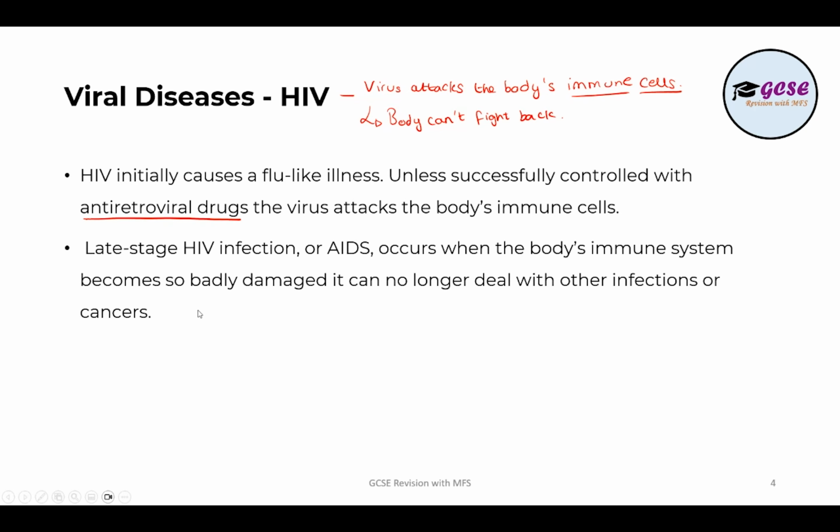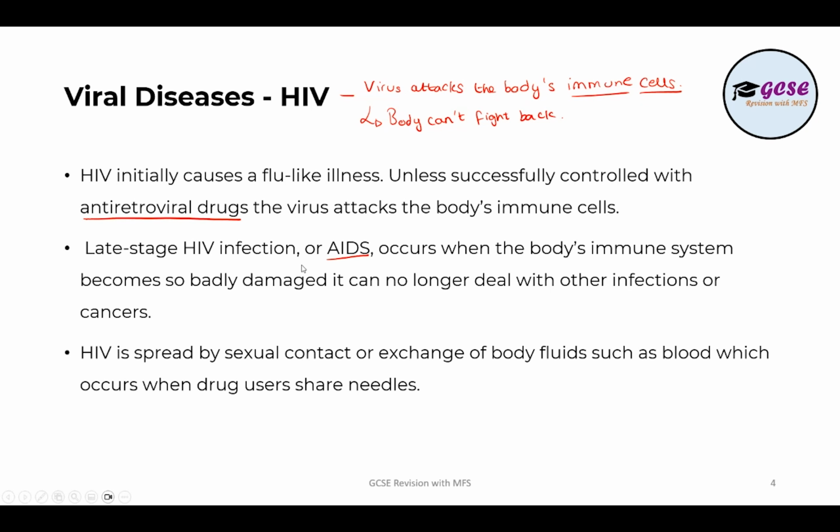Okay. Now the last stage of the HIV infection is known as AIDS. It occurs when the body's immune system becomes so badly damaged that it can no longer deal with other infections or cancers. So again, the overall aim of this disease is to attack the body's immune cells. If it attacks the body's immune cells, at one point the immune system will become so badly damaged that it cannot keep out normal infections or cancers. And if it goes to that late stage, it's called AIDS.